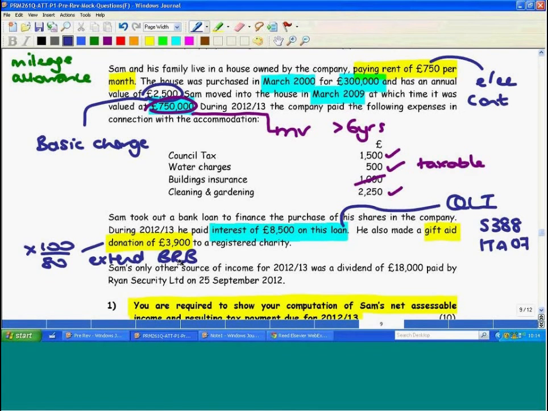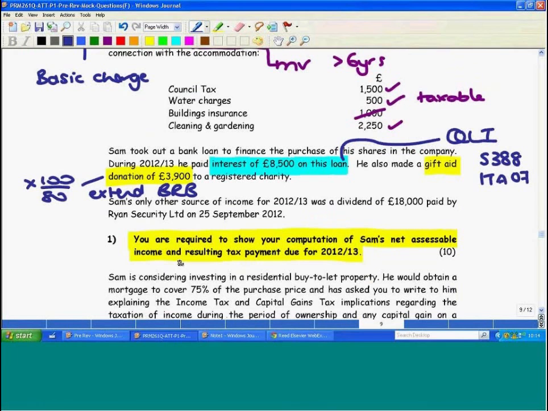And then the very final paragraph we have here is that Sam had some dividend income. So dividends will go in their own column, and of course, we will gross those up by 100 over 90. So we'd have 20,000 going in.